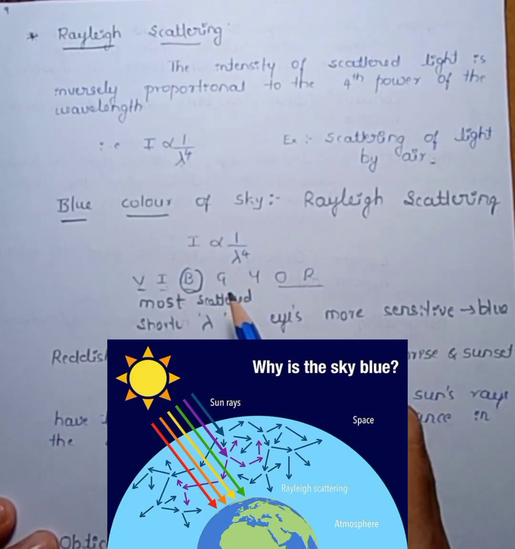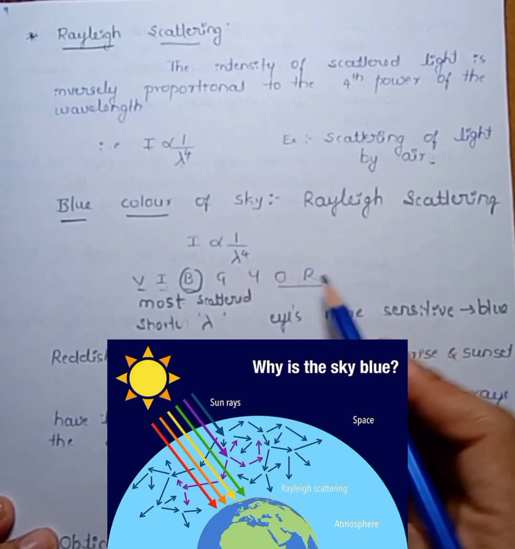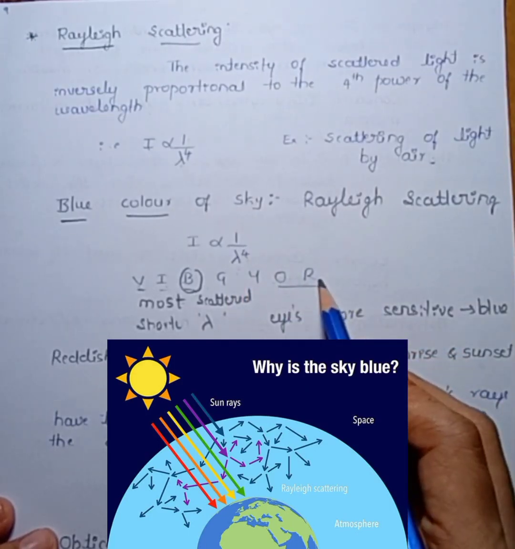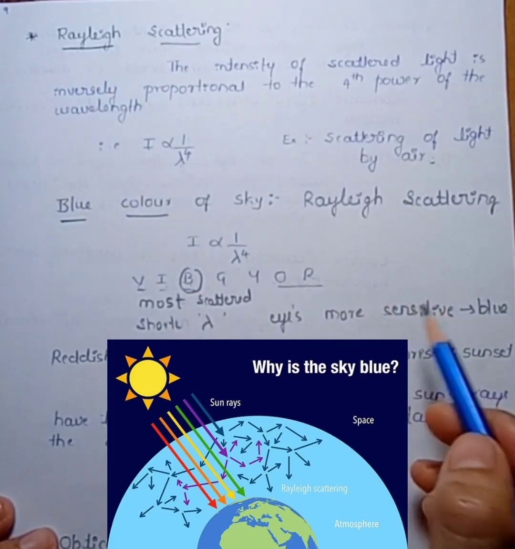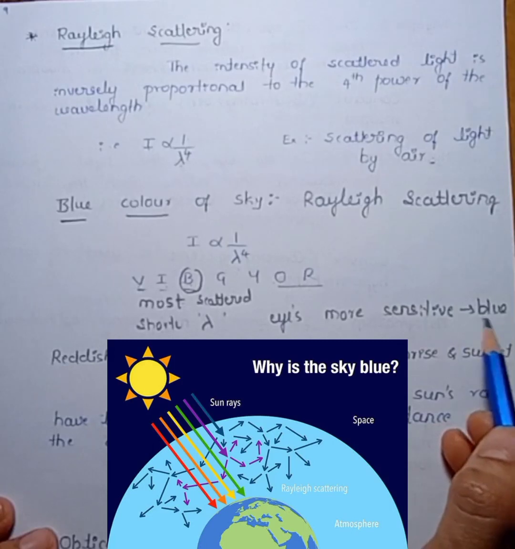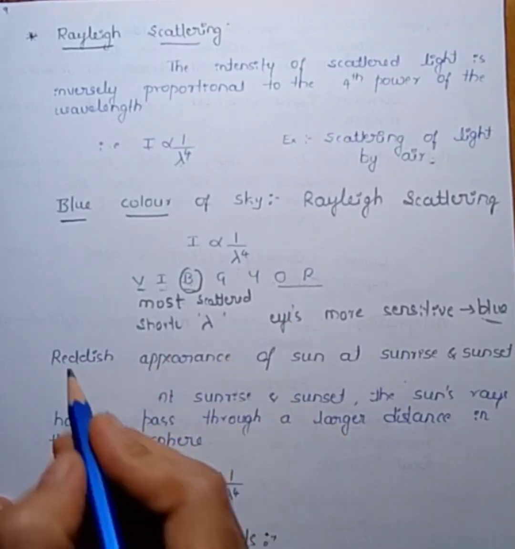Hence, light of shorter wavelengths, violet, indigo and blue, is scattered much more than light of longer wavelengths, orange and red. In fact, violet and indigo are scattered more than blue, having a shorter wavelength. But our eyes are more sensitive to blue color. Hence, we see the sky as blue in color.